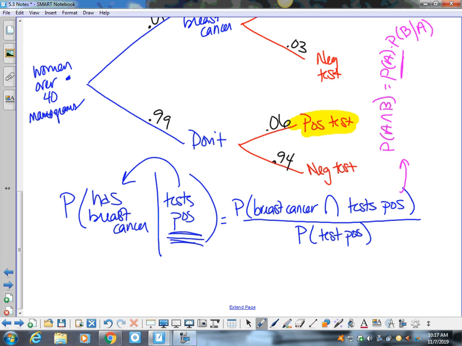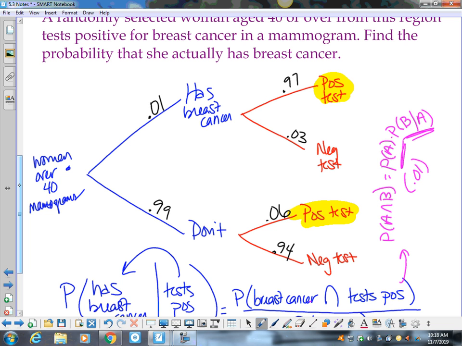Well, the probability of A, that we have breast cancer, is 0.01. The probability of B given A is this number right here. That 97% is not all who tested positive. That's tested positive given that I know that I have breast cancer. That's why it comes off of that branch.